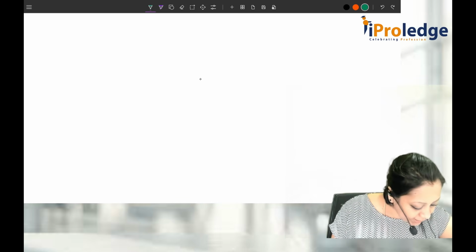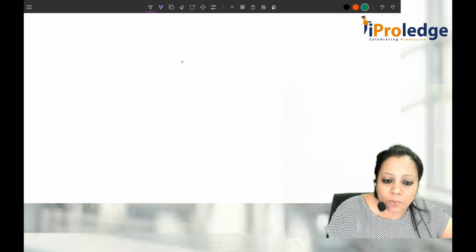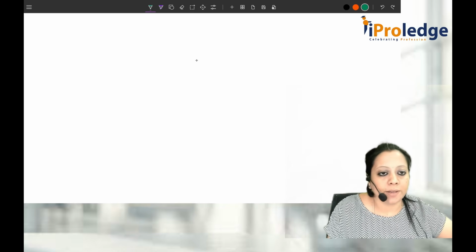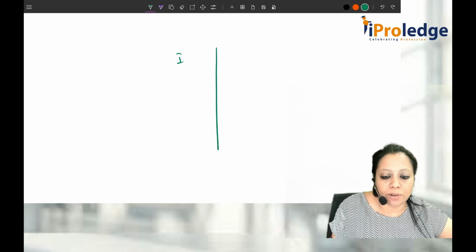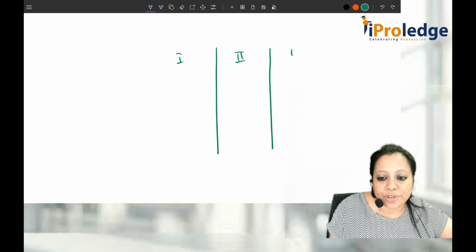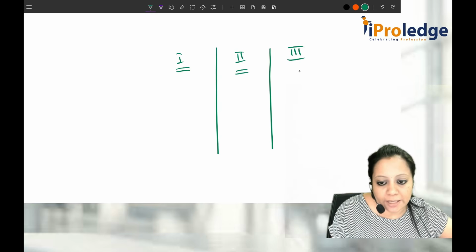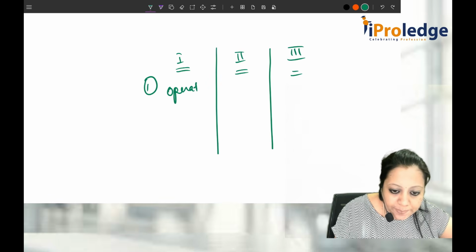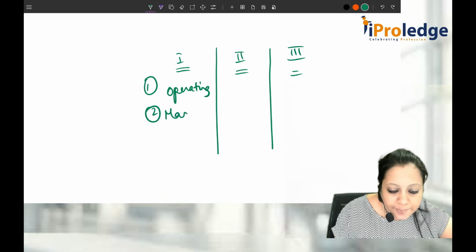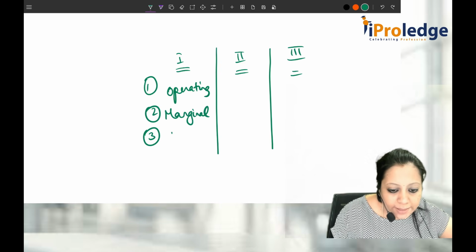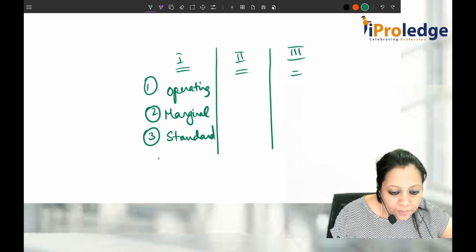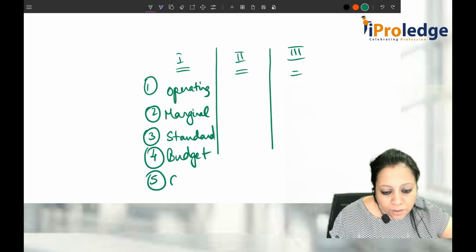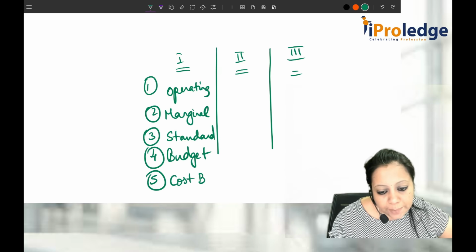So then next is, in what order should you prepare the topics? Generally the order that you are comfortable with, but in respect of weightage, or level of difficulty, I would say first you can complete your operating, marginal, standard, budget, and then your cost bookkeeping.